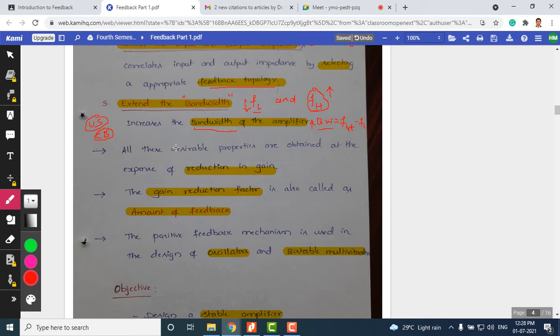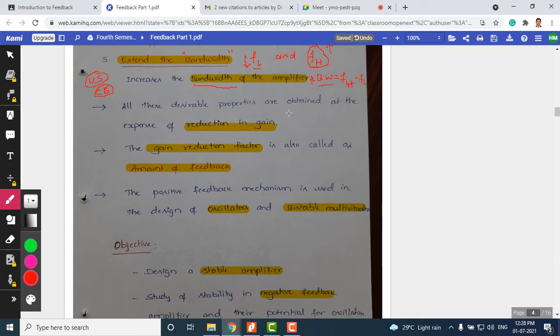But here, without paying much importance to other aspects, bandwidth can be easily increased by employing negative feedback. All these desirable parameters are obtained at the expense of reduction in gain. The bandwidth increase, reduction in distortion, reduction in noise, everything we can achieve at the cost of reduction in gain. One drawback of negative feedback is that gain decreases. This is the penalty we are going to pay.